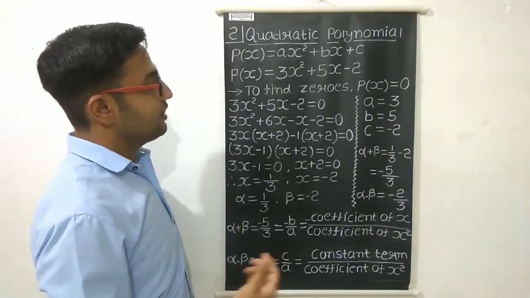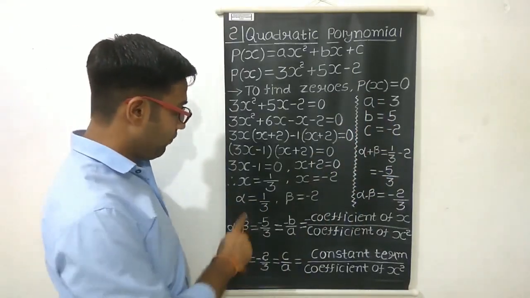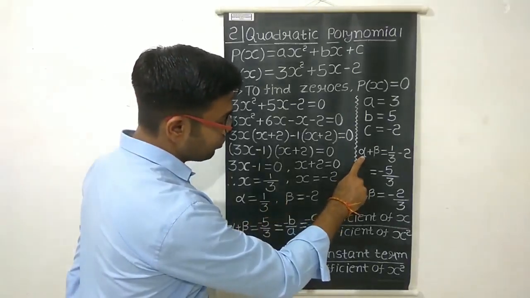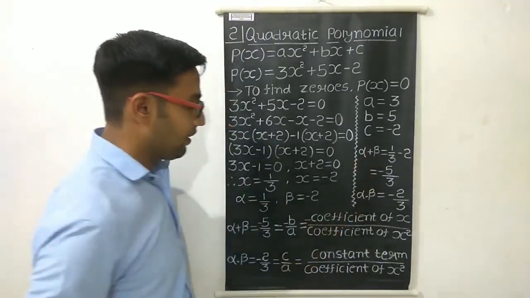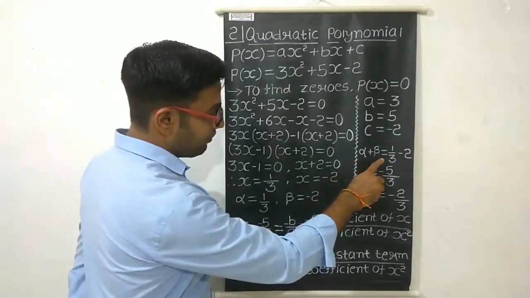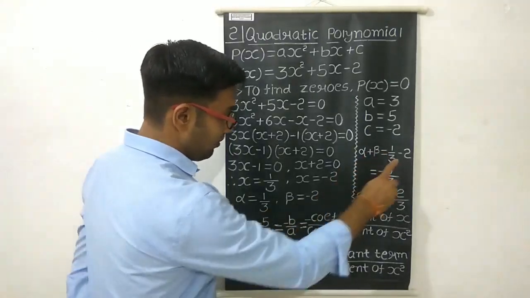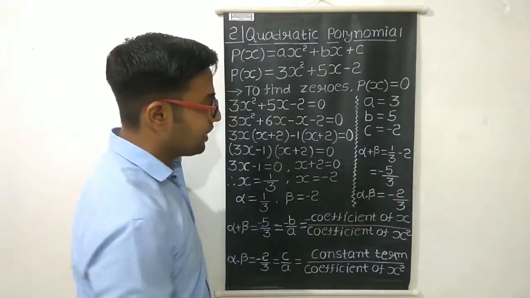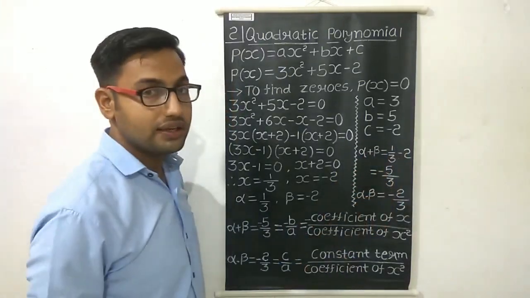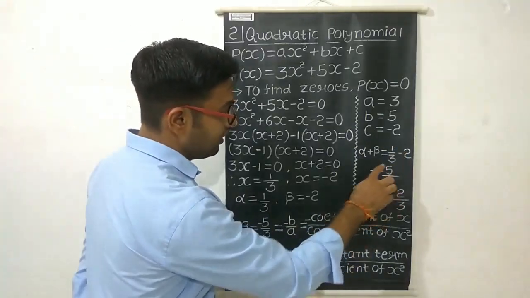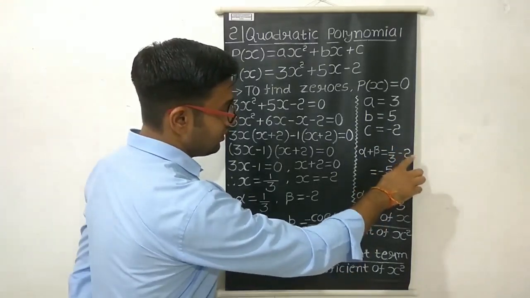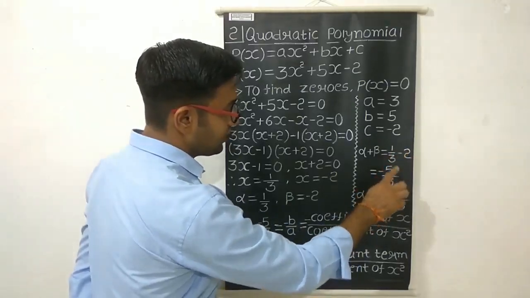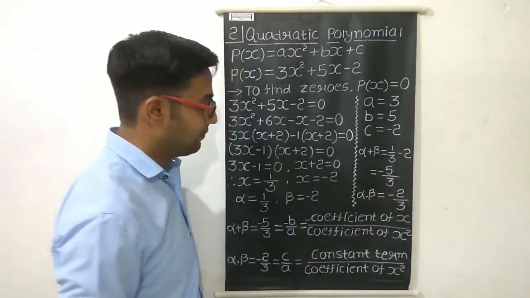So, to define the relationship, what do we have to do? We have to add both these zeros. By adding both the zeros, what will we get? Alpha plus beta, we will get 1 upon 3 minus 2. And by simplifying this, we will get minus 5 upon 3, because 3 is the LCM, and we have to multiply the 2 with 3. 3 twos are 6, 1 minus 6 upon 3, that is minus 5 upon 3.